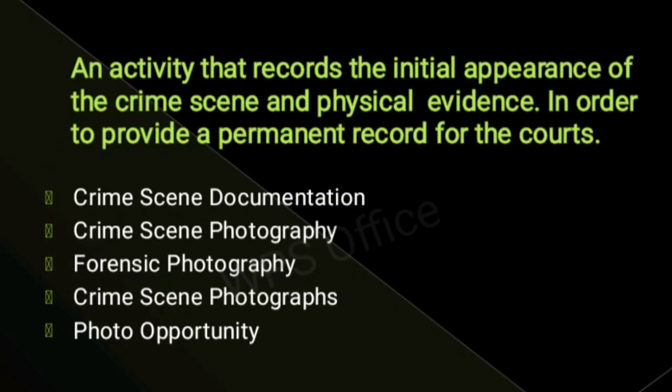An activity that records the initial appearance of the crime scene and physical evidence in order to provide a permanent record for the courts. Letter A, crime scene documentation. Letter B, crime scene photography. Letter C, forensic photography. Letter D, crime scene photographs. And E, photo opportunity. The answer is C, forensic photography.